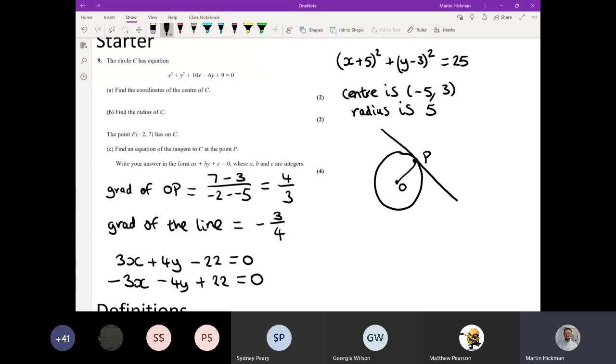But could you tell me in the chat why you couldn't have something like 0.75x plus y minus 5.5? Because that was a common incorrect answer I saw. So why couldn't you have 0.75x plus y minus 5.5 as your answer here? It is actually the equation of this line, but can anyone tell me why you wouldn't be able to have this?